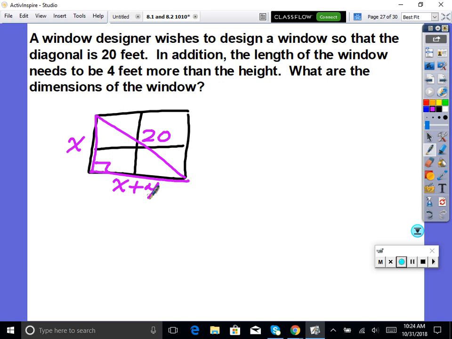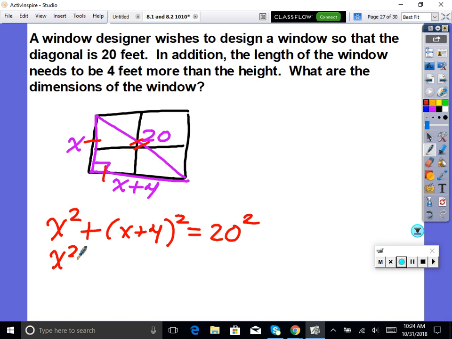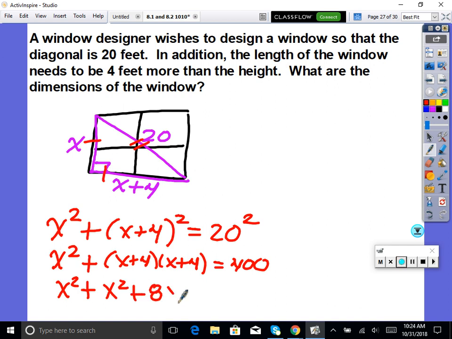So we need to find what x is, don't we? What's the true statement? This squared plus this squared equals this squared, right? So x squared plus parentheses x plus 4 squared equals 20 squared. So then we have x squared. We wouldn't break forbidden rules. So we actually have x plus 4 times x plus 4 equals 400. So then we actually have x squared plus 8x plus 16 equals 400.